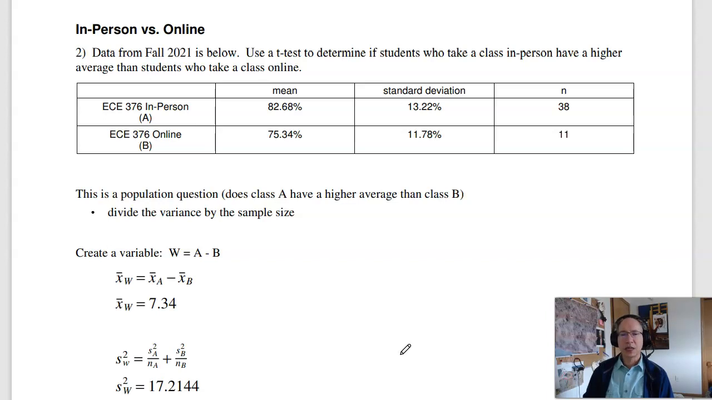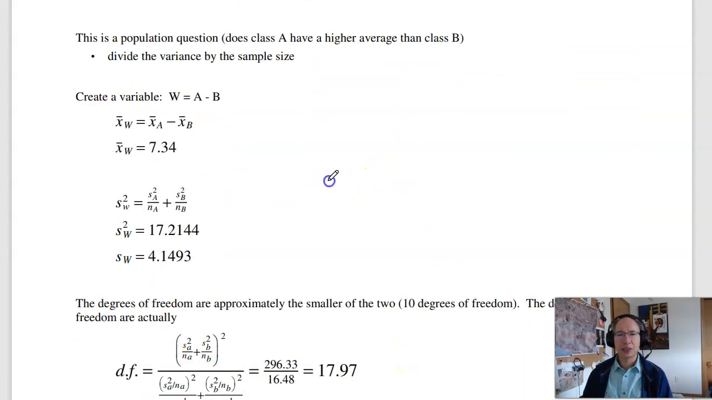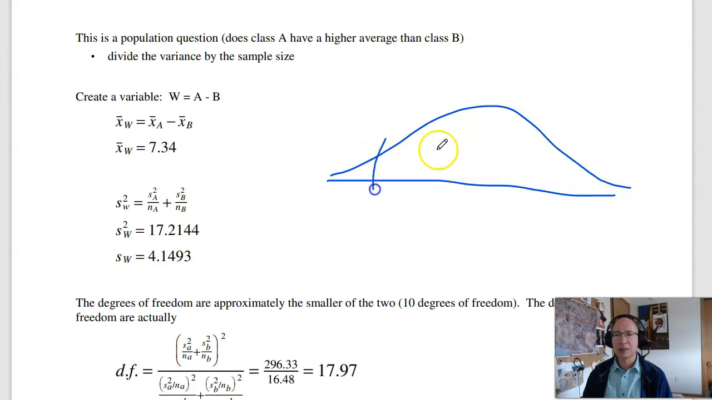Well, to do that, I need to set up a t-distribution. I'm going to create a variable w. That's the difference between a and b. So this is a minus b, which is w. It's got a mean. The mean is 7.34. And a standard deviation. What I want to do is find out what is the probability that w is greater than 0, which is a is greater than b. This area.